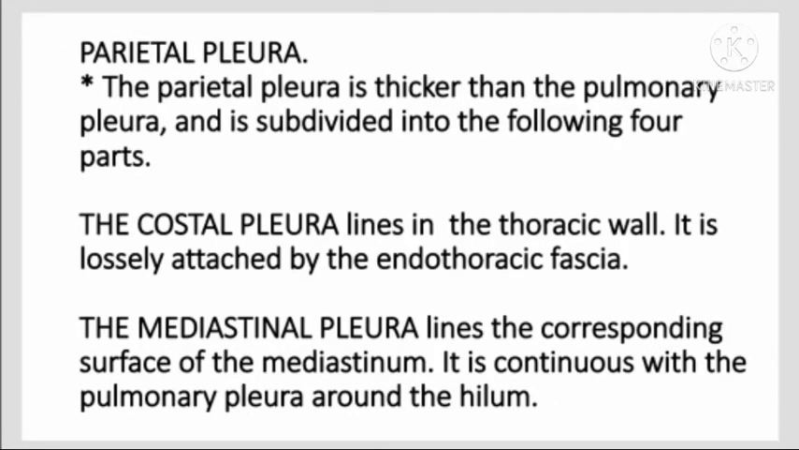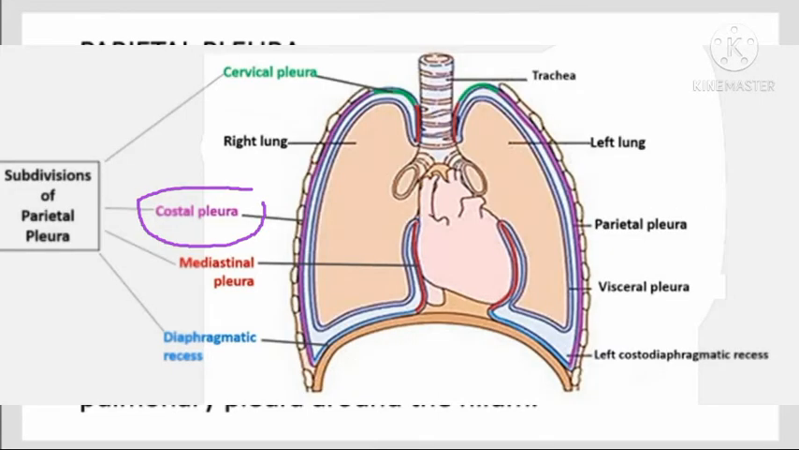Parietal pleura. The parietal pleura is thicker than the pulmonary pleura or visceral pleura. The parietal pleura is subdivided into four parts. The costal pleura lines the thoracic wall and it is loosely attached to the endothoracic fascia. The purple color which you can see in this diagram is costal pleura.